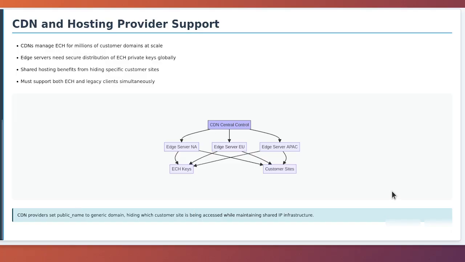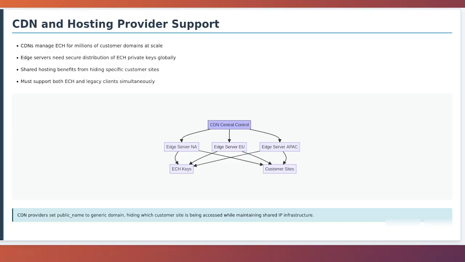The architectural approach often involves generating ECH config structures centrally and distributing them along with the private keys to edge servers through secure channels. Some CDNs use hardware security modules or secure enclaves to protect private keys at the edge. The ECH config public keys are then published through the CDN's DNS infrastructure, which may be the customer's authoritative DNS or a DNS service managed by the CDN itself.